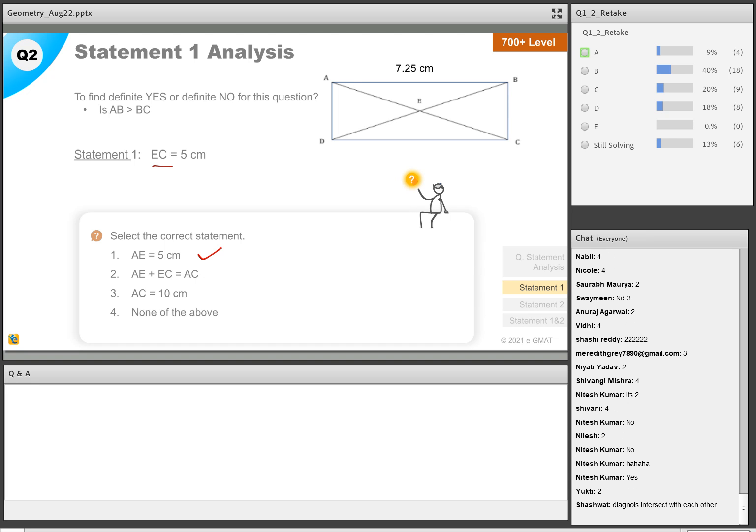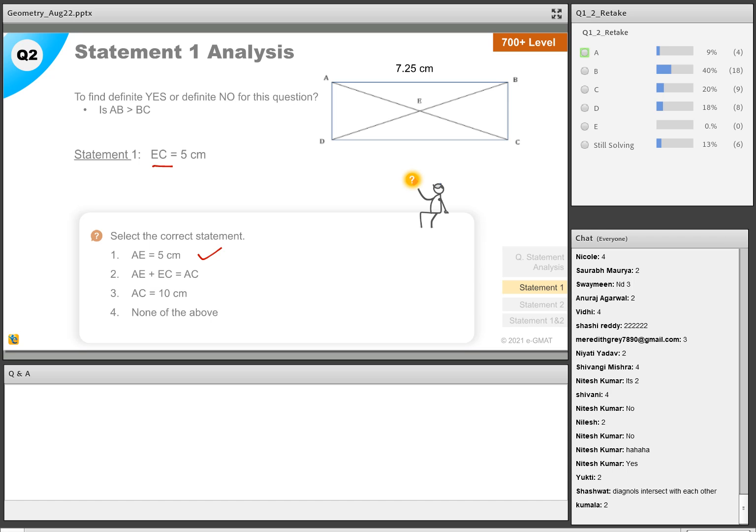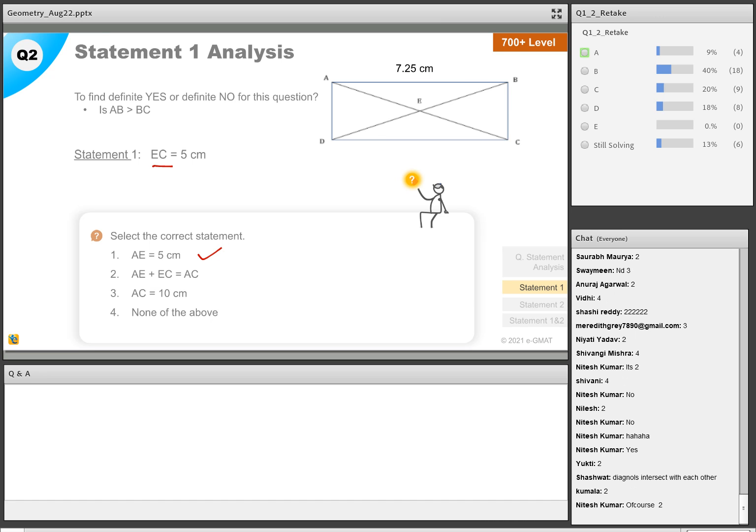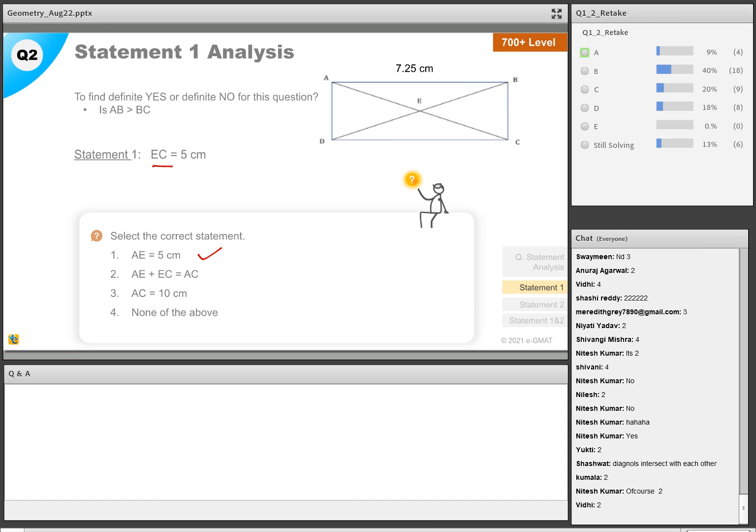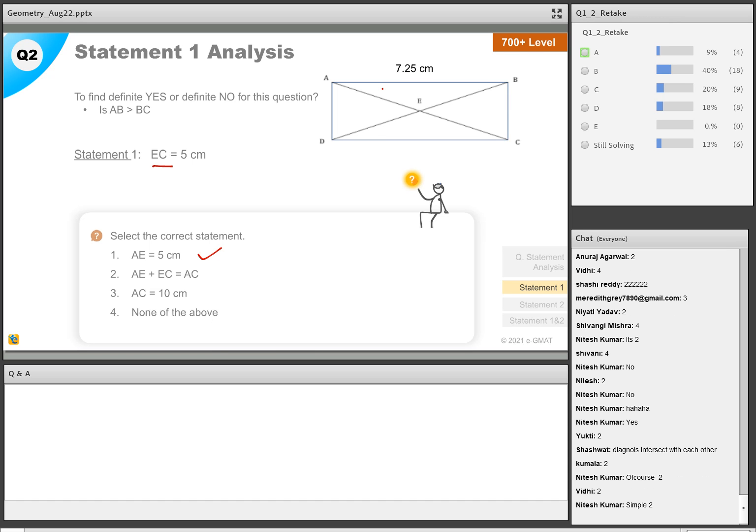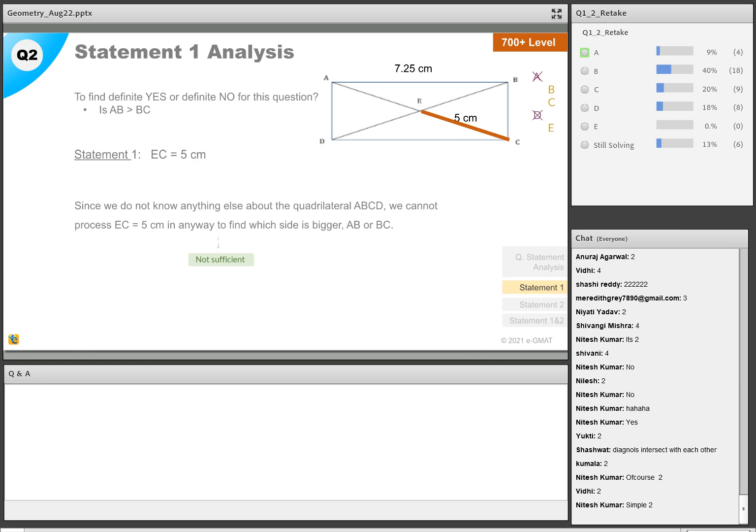The next thing, AE plus EC is equal to AC, which is the correct one. AC, again, if it's 10 centimeter, essentially tells me that AE is equal to 5. Again, I cannot assume that. So choice 2 is the correct statement over here. Perfect. Let's now move ahead with the next steps.